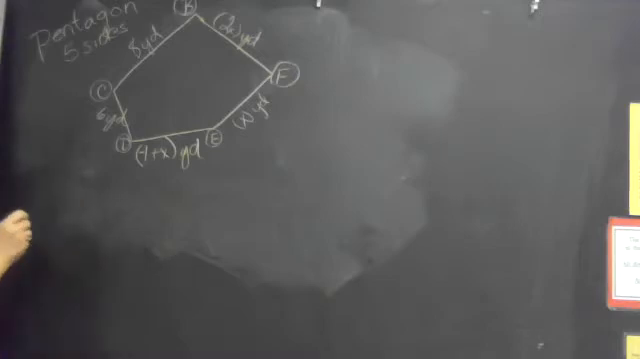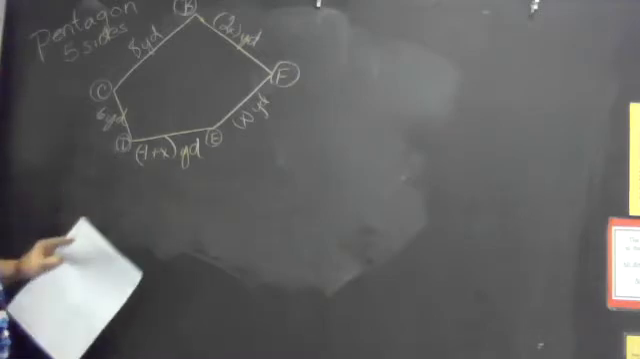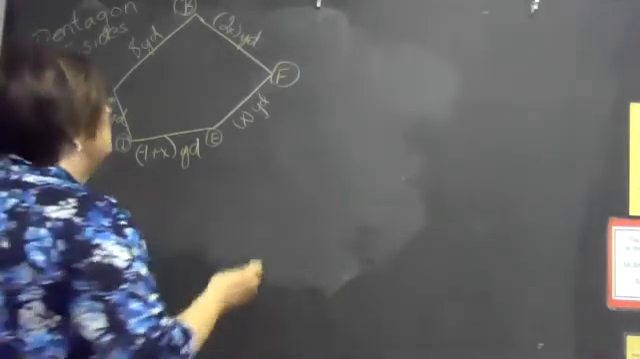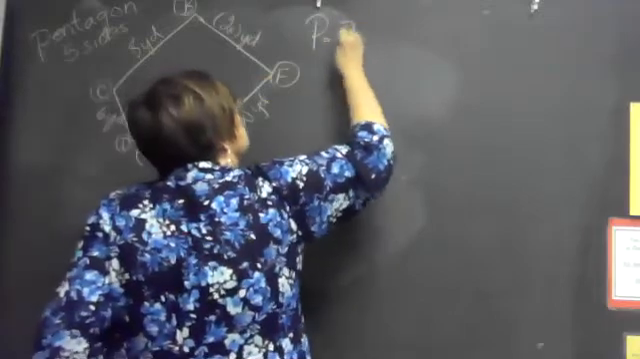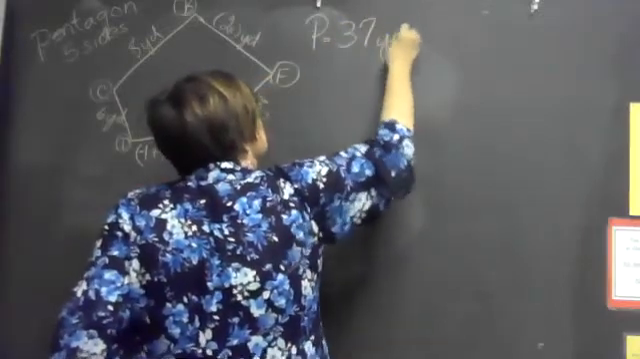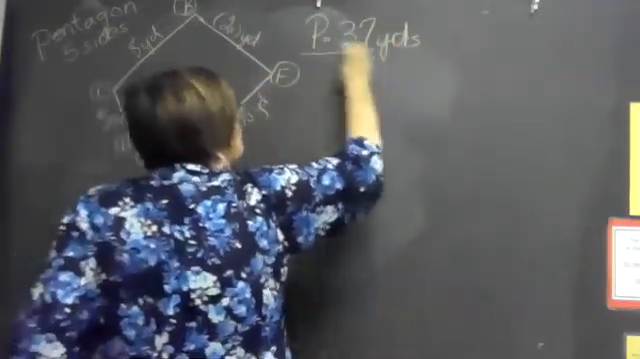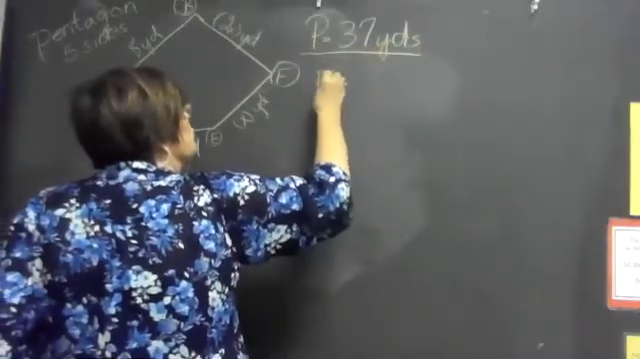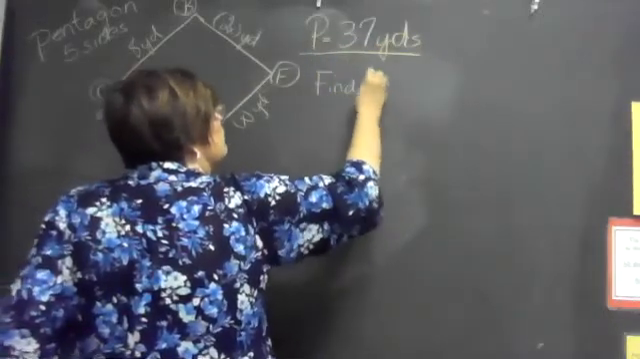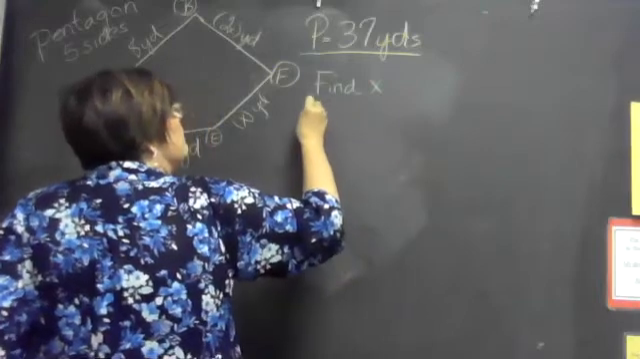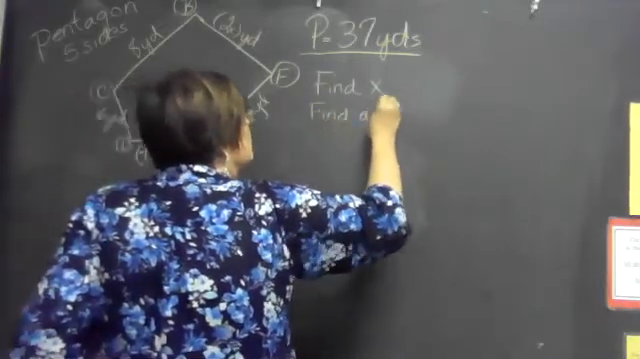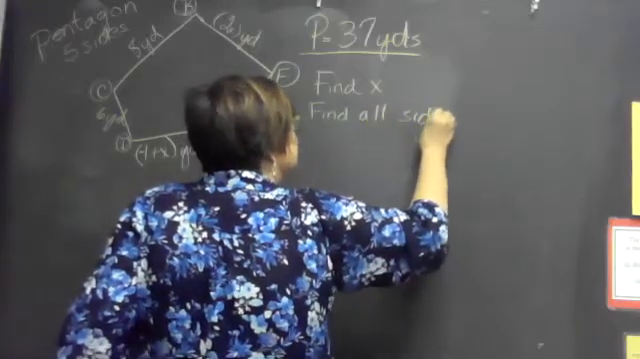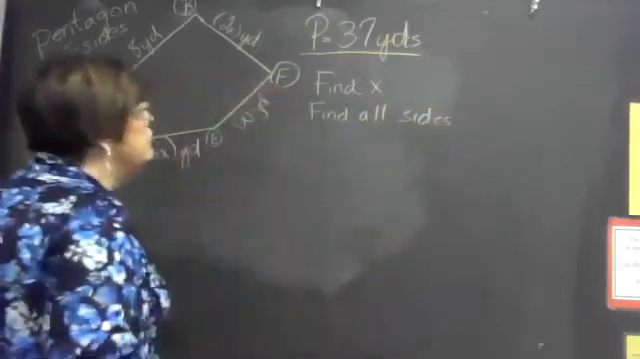They tell you in the problem that the perimeter is 37 yards. So they've already told you that when they added up all the sides, which is how we find the perimeter, it is 37 yards. And what we're supposed to do is find the value of X and then find all the sides, the length of the sides. So we're supposed to do both of those.